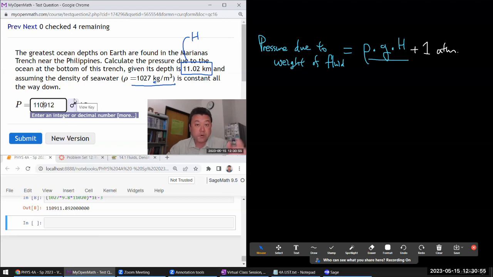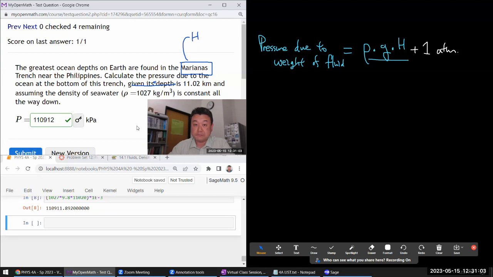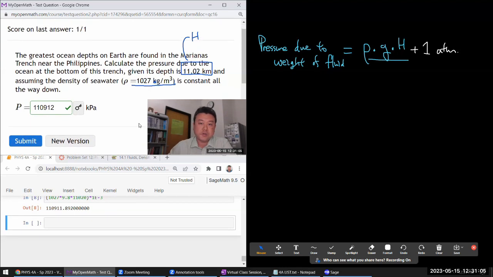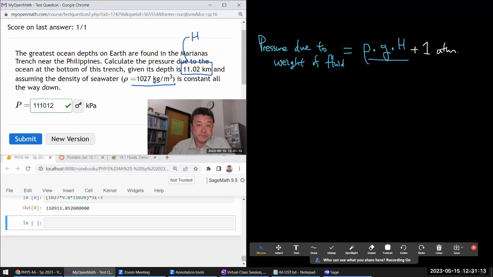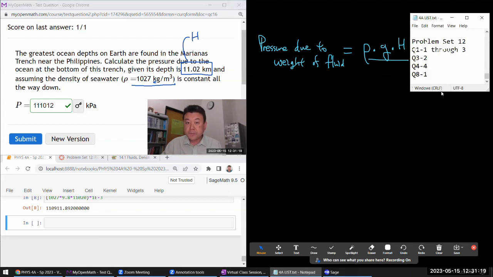So you know, for a more correct answer I might say that, but this should also be graded as correct. Yeah, and you know, if you took the atmospheric pressure into account, that also would be graded as correct because they are within 1% of each other. So, all right, so that's the last question I hadn't done in the past, I believe. Yeah.